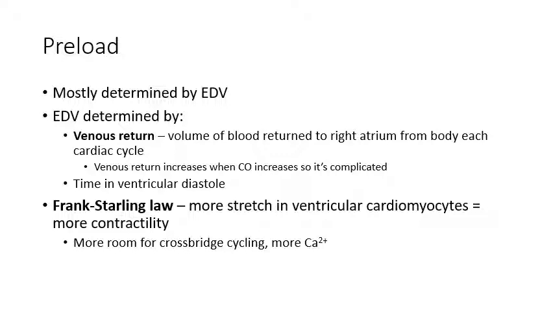The other thing that can determine the end diastolic volume is just the time spent in ventricular diastole. So how much time the ventricles are relaxed. If they are relaxed for a longer time, you can fill them with more blood up to a point. This mostly comes into play if you have a fast heart rate, though. If you have a fast heart rate, then the ventricles are spending less time in diastole, which means that they are not able to fill with as much blood because there's just not as much time.